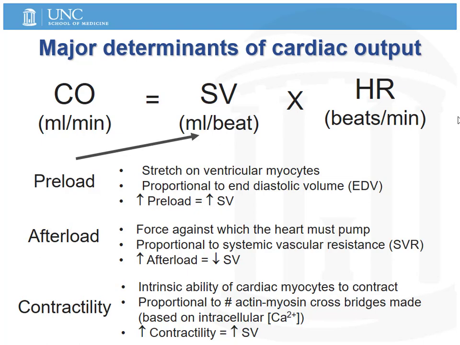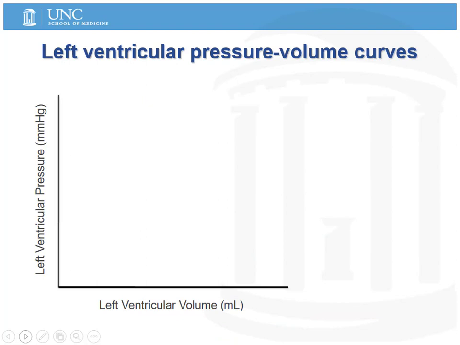So preload and afterload are load-dependent variables that change based on the volume of blood in the ventricle, while contractility is load independent, and it's the intrinsic ability of the ventricular muscle cells to contract regardless of the volume in the chamber. Changes in preload, afterload, and contractility can each alter stroke volume.